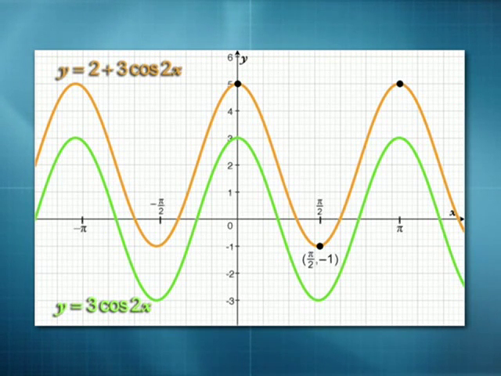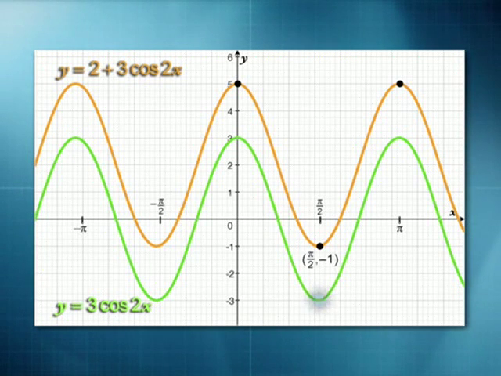Let's look also, say, at the low point. The low point used to be at -3, but now it's at -3 plus 2, or -1. And you see I've labeled there (pi over 2, -1). That's been moved up from -3 to -1. Wow. All right. Difficult. This is non-trivial mathematics.